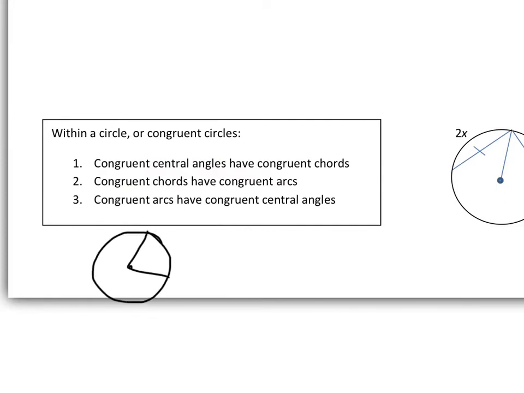We'll say this is your central angle, and this is your central angle. These two central angles here are congruent. So based on number 1, they have congruent chords. So you might have a chord drawn over here, and you would know that these two chords are congruent based off of number 1. Number 2, if you know these two chords are congruent, then you also know that their arcs are congruent. And last, if you know that their arcs are congruent, then you know that their central angles are congruent. We'll do an example over here.